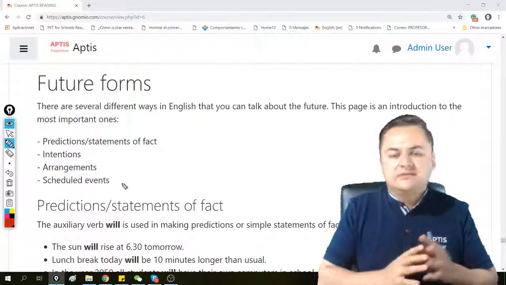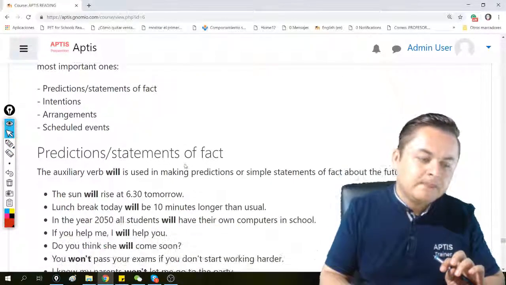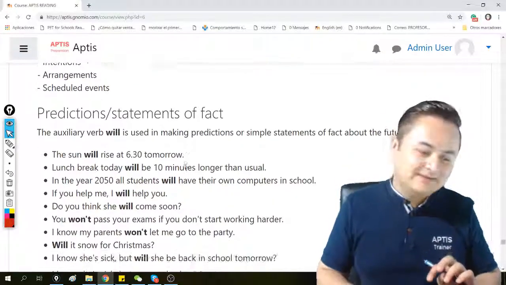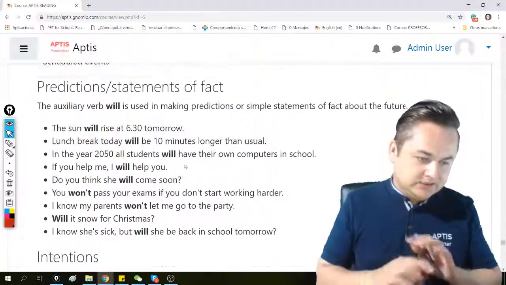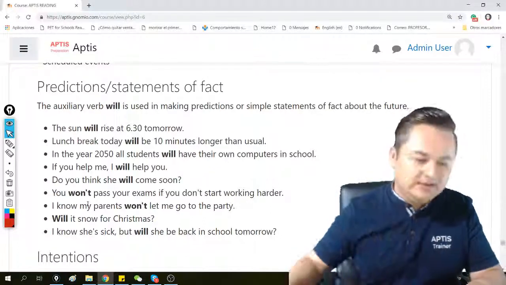With scheduled events, it is strange and different from our own language, but we can also use the simple present instead of the future. So, let us start talking about predictions and statements of fact.